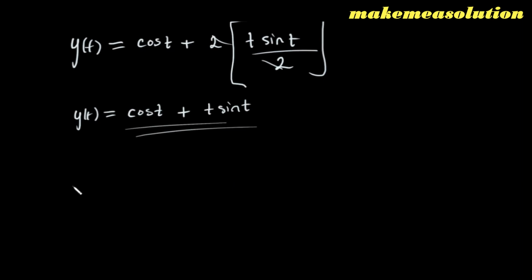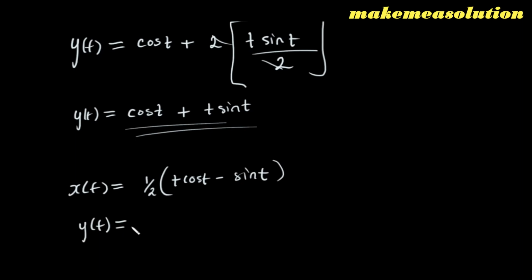So finally, x of t, if you can remember, let me try to see if I can remember. x of t is 1 over 2, we now have t cos t minus sine t. Then my y of t is cos t plus t sine t, and this is where you draw the pen. So I guess we are done.